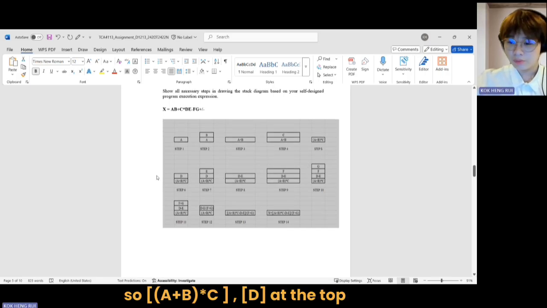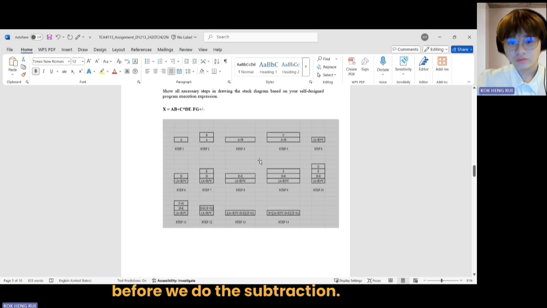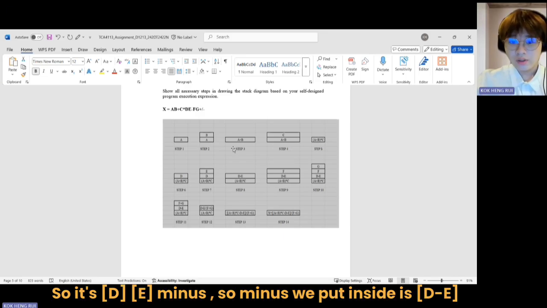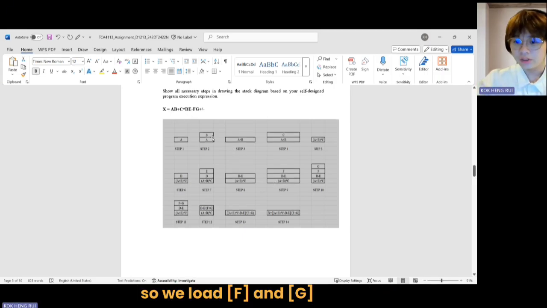So now we need to load D as well. So A plus B multiply C, and then put a D at the top. And then as you can see there's DE, we need to load E as well before we do the subtraction. Because the subtraction at the back, we always follow the answer. So it's DE minus. So minus is always D minus E. Okay, now that we finish this, we need to load F. So load F and G.